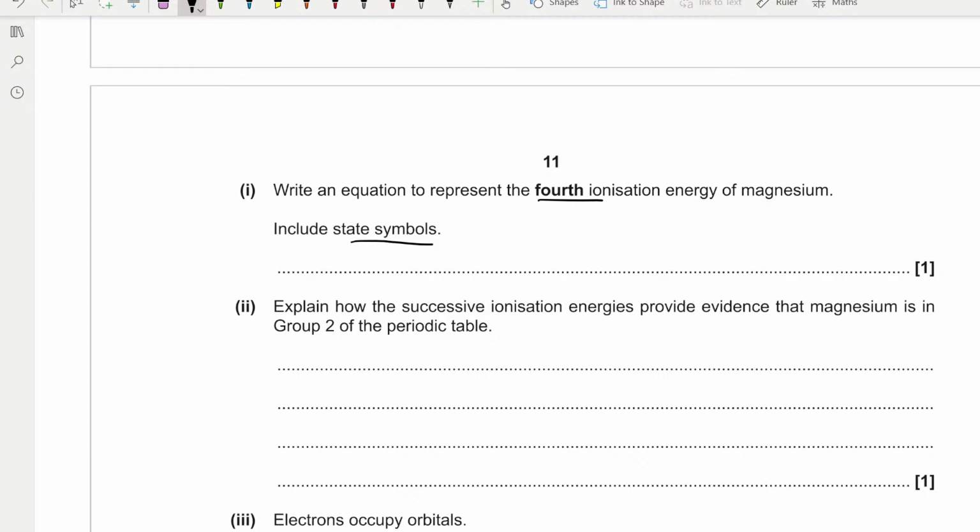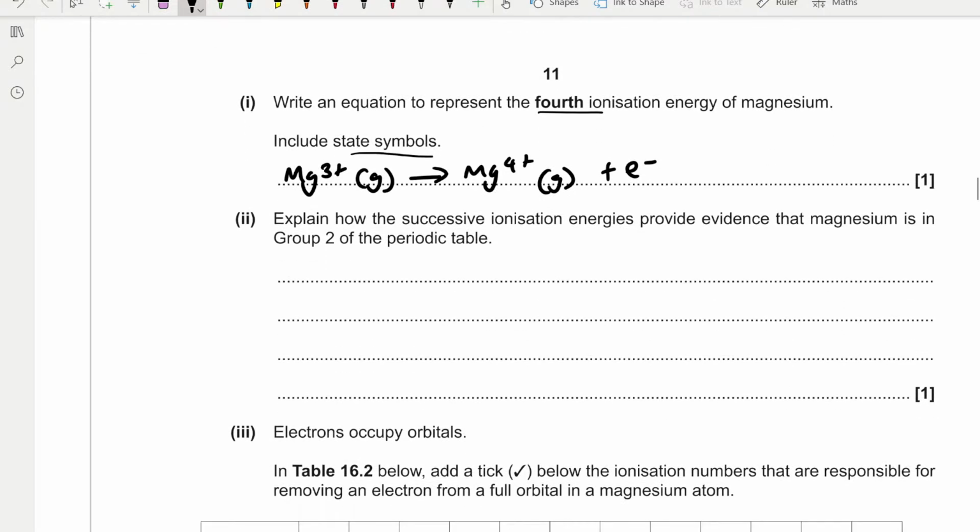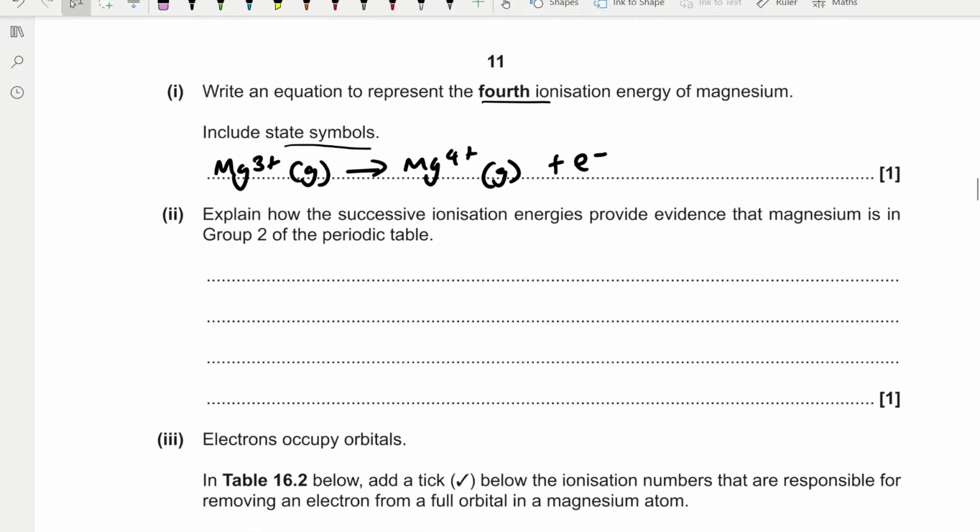Or in the case of fourth ionization energy, the energy required to remove 1 mole of electrons from 1 mole of 3 plus ions to form 1 mole of 4 plus ions, which are gaseous. So we'll go from 3 plus ions to 4 plus ions, and we have to balance the equation using an electron, because that's what ionization energy is. It's the loss of energy for the loss of an electron.